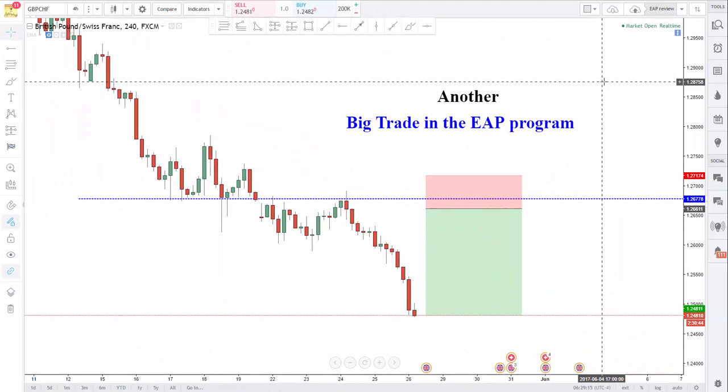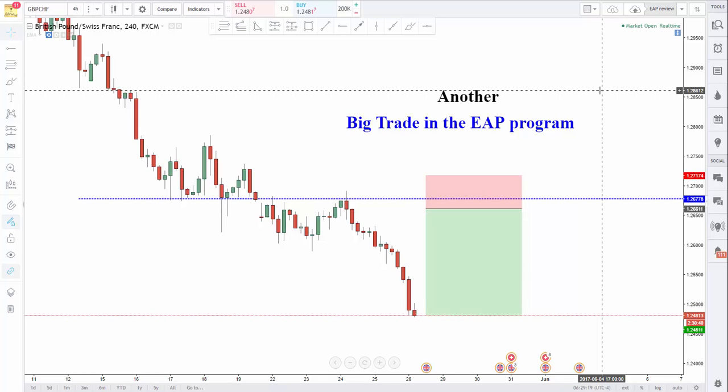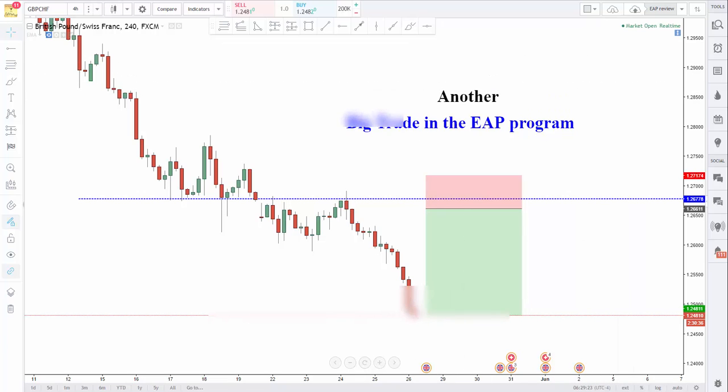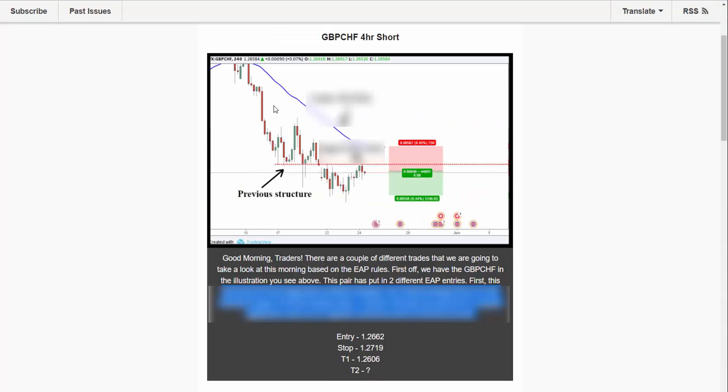Alright guys, so here we are back on the pound Swiss chart, and the first thing I'm going to do is actually head over to that email analysis that I sent out on 5/24 to all clients in the EAP program, and we're going to read through that together. So here you can see that I have an illustration of the trade that I planned on taking.